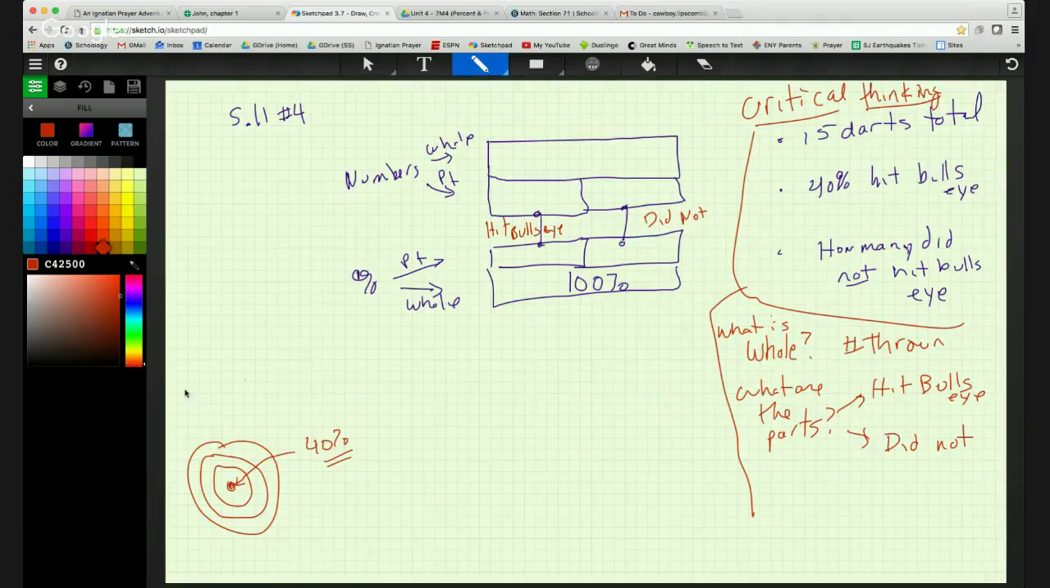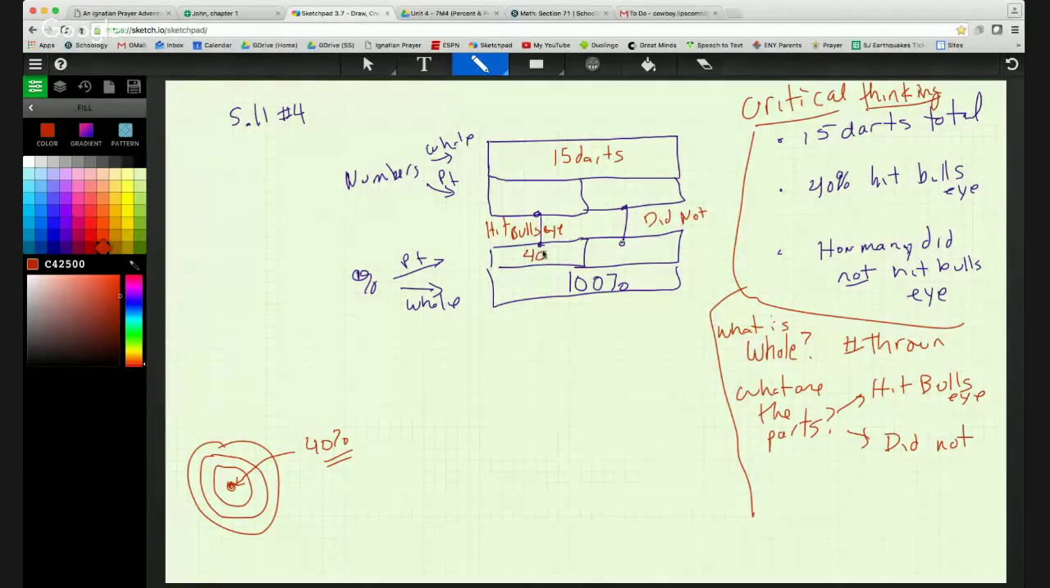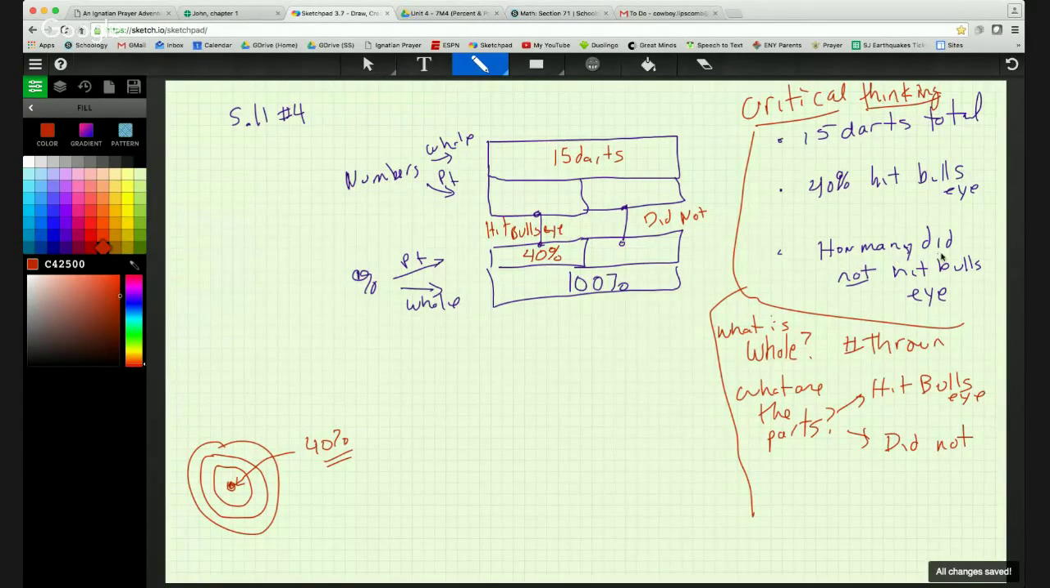Now let's just start to fill in our numbers. So you had 15 total. So that's a whole. 15 darts. Now some hit and some did not. We don't know how many did or didn't. The problem doesn't tell us. But we know that 40% hit the bullseye. So on our percentage side, we're going to put a 40% here. But they want to know how many did not hit the bullseye. So they want to know this answer.